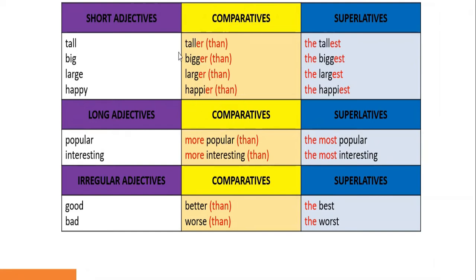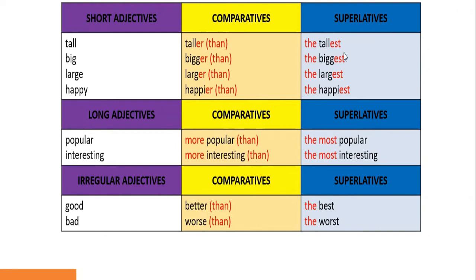For example, I am taller than my sister. The elephant is bigger than the mouse. What else? My car is larger than yours. I am happier than my, I don't know, I'm happier than Diana. Let's say a name. Okay? So that's how we use the comparatives. We have to write the word with ER if we are using short adjectives and add than, taller than, bigger than, etc. And then the superlatives.